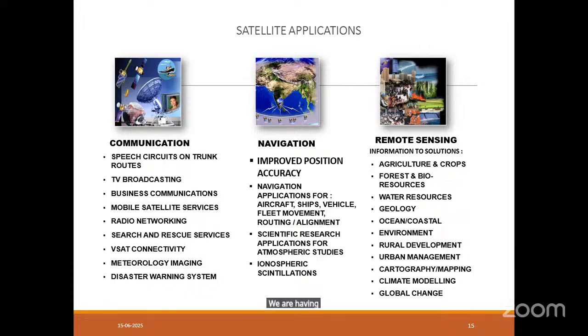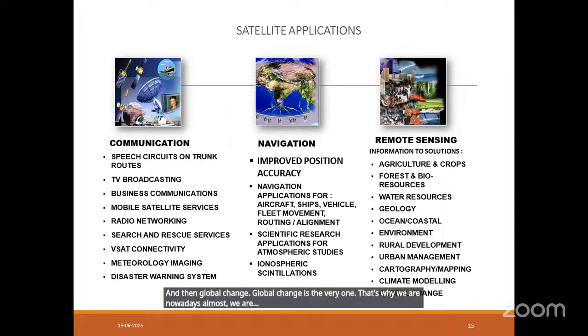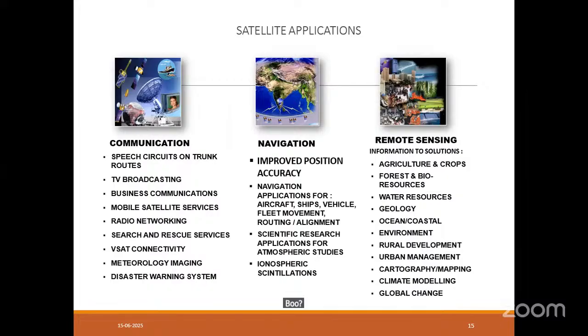Remote sensing: we have agriculture, forest, water resources, geology, coastal, environment, rural, climate, and global change. Global change is the very important one. That's why nowadays we are thinking about sustainable things. There are 17 points, the Sustainable Development Goals. Out of the 17, you should use at least one to minimize the heating element. That is the global change.